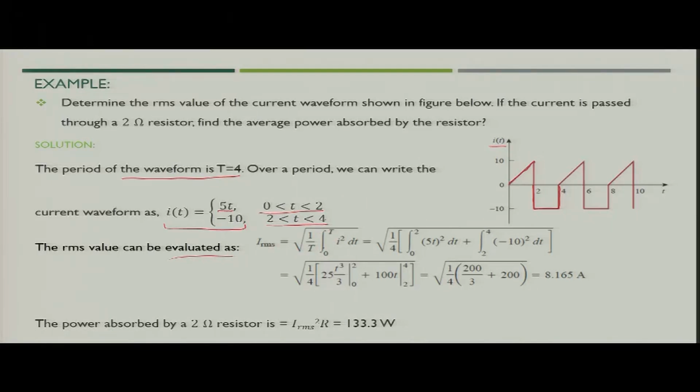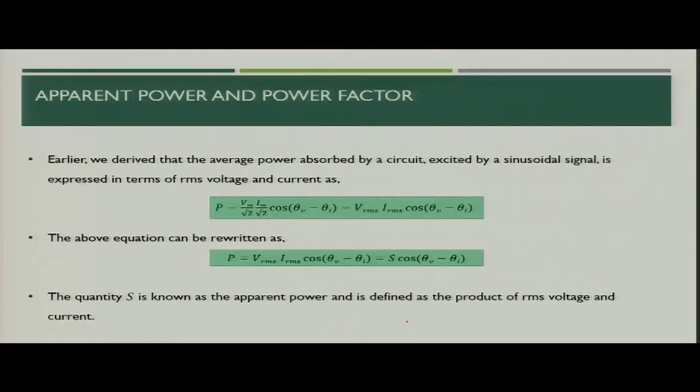So, how can we calculate the RMS value? Irms would be the square root of 1 by T, integral from 0 to T of i square dt, and simply put in the value of current i for 0 to 2 and 2 to 4. When you simplify this integral, you will get Irms as 8.165 amperes. Then you can put this current into the average power, P equals Irms square R, and you will get the power absorbed by the resistor as 133.3 watts.